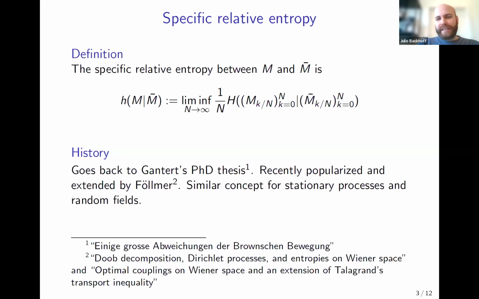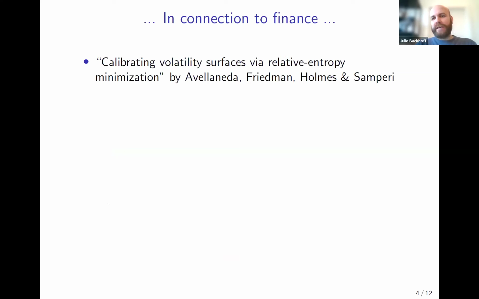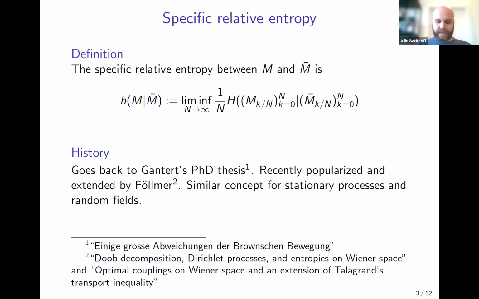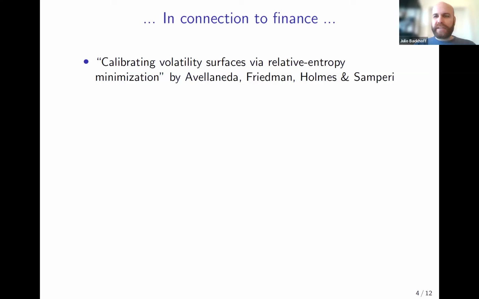Okay, now I take a little break because I know that people in math finance and control are quite used to working with relative entropies, and now I'm trying to tell you, okay, let's look at this other definition. So I want to make a little break here to explain some connections to the literature in finance specifically. First of all, there is this paper by Avellaneda, Friedman, Holmes, and Samperi, I think 1996. I think they were not aware of the work of Nina Ganter.